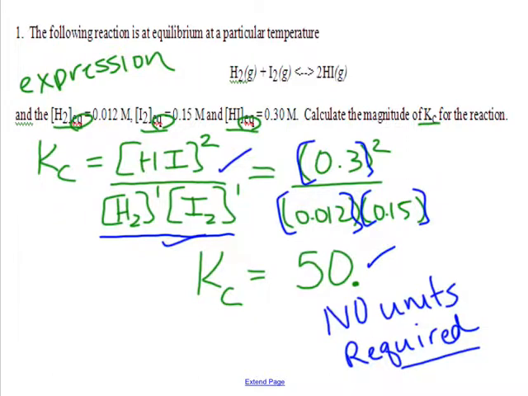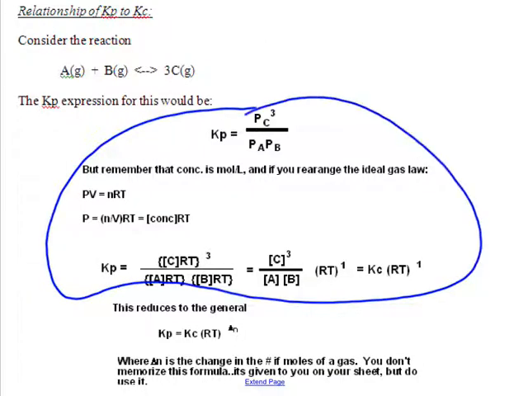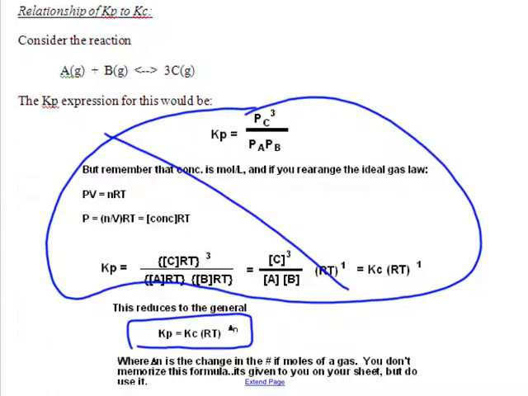All right. Next problem. Now, sometimes you have to correlate Kp to Kc, and you have to do a conversion. This is using the ideal gas law to derive it. You can look at it, but you don't need to memorize it. I do want you to know this equation. I call it the politically correct equation.